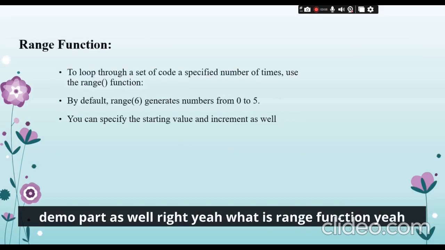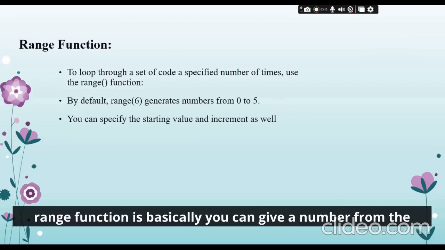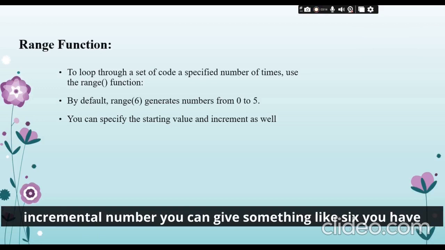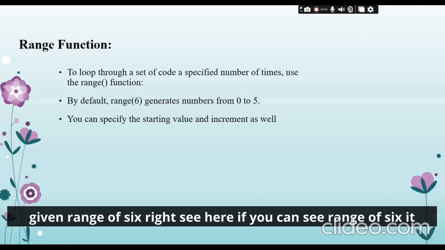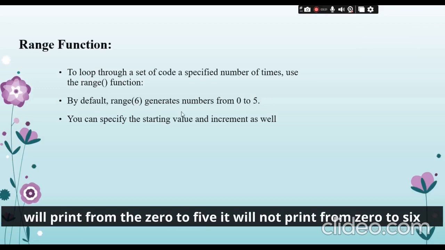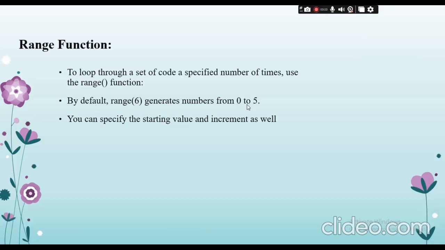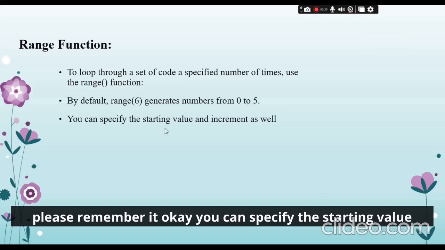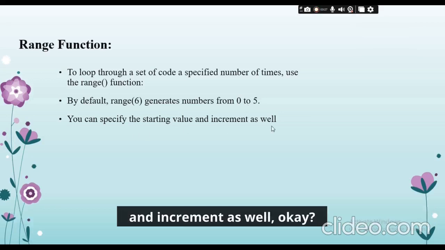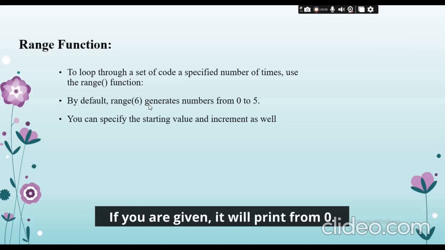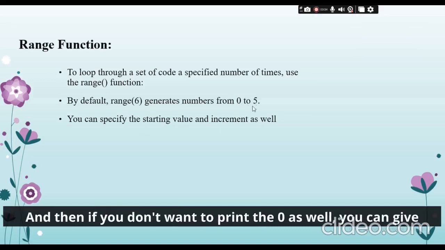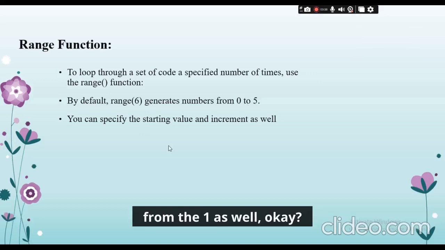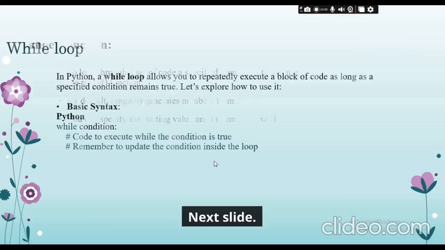What is the range function? With the range function you can give a number, something like 6. If you give range of 6, it will print from 0 to 5. It will not print from 0 to 6. Please remember it. You can also specify the starting value and increment. If you don't want to print the 0, you can start from 1. We can move to the next slide.